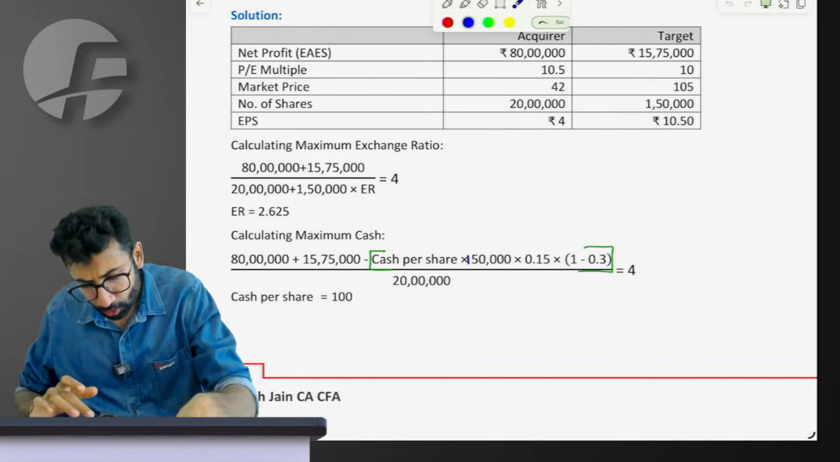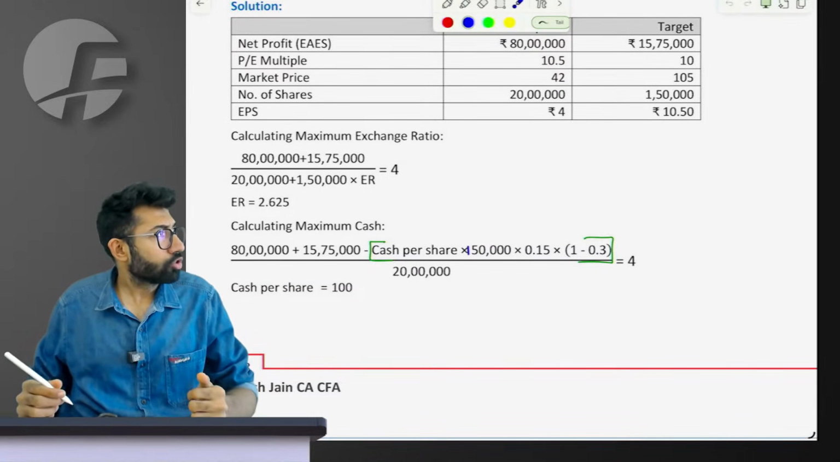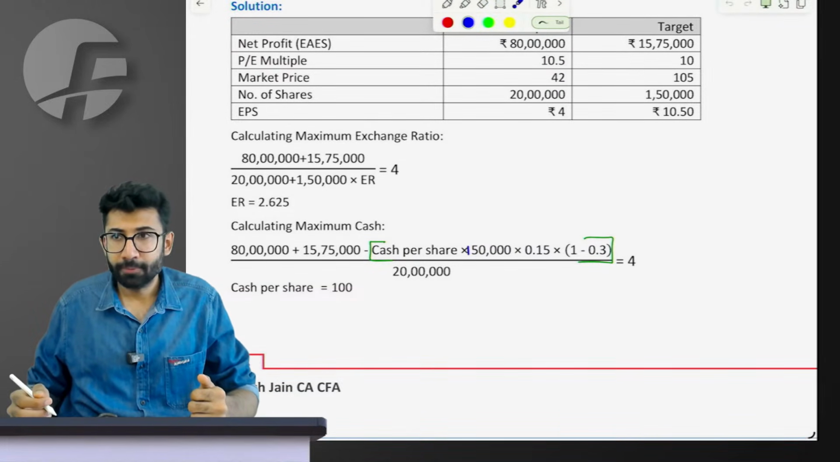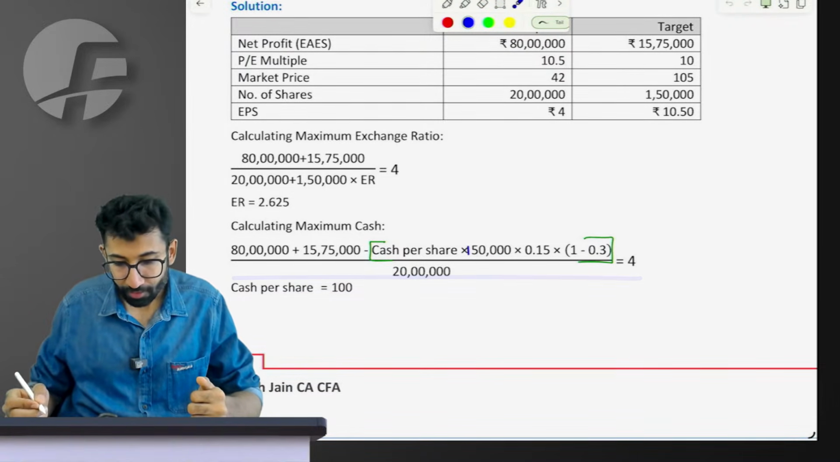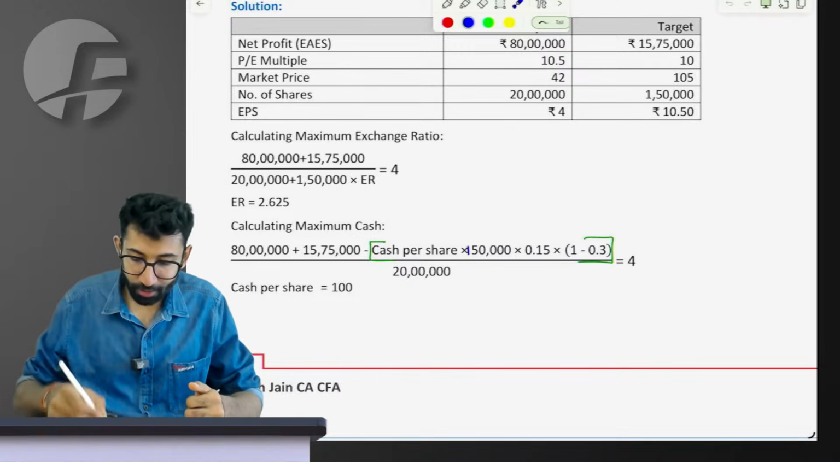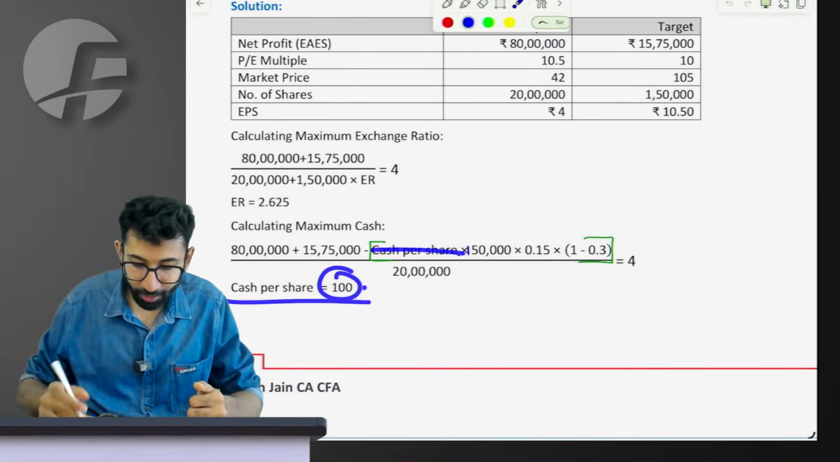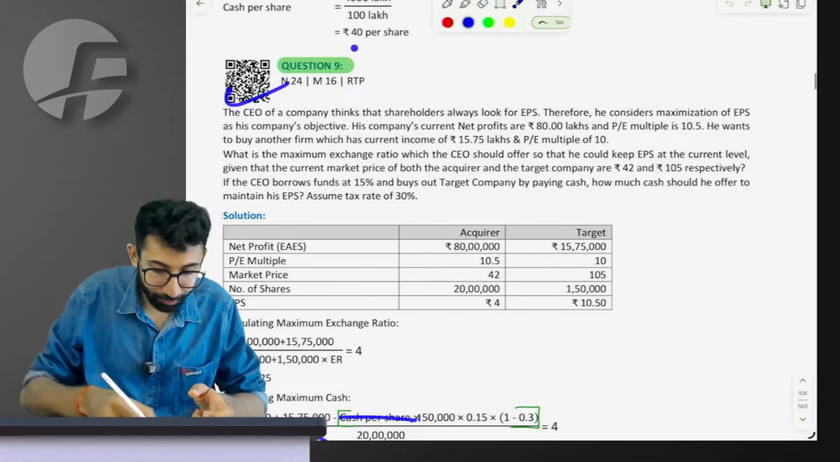Yes, cool. So now, sir, can we entirely solve it? Sir, we can. How do you solve it? Sir, only cash per share is missing. If you find it, you get 100. This is the maximum amount of cash I can afford to pay.